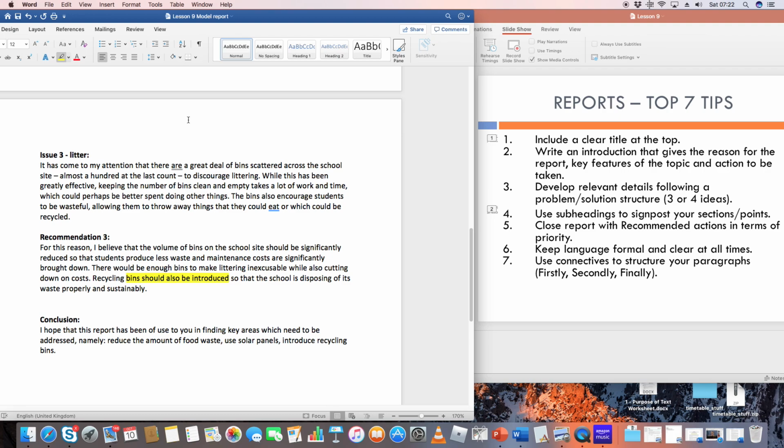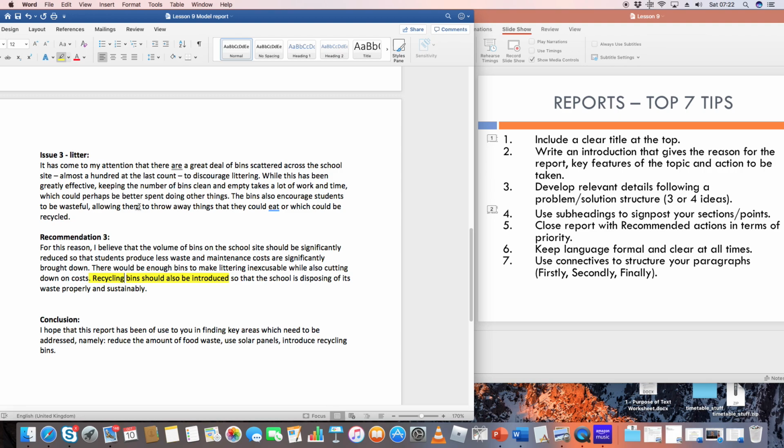The list format is called the passive form. The passive form is when you move the object of the sentence into the subject. So here, "recycling bins should also be introduced." Not a normal, active sentence, say, "the school should introduce recycling bins." Passive language is used in reports because it focuses on the action that needs to be taken. So if you can maybe try and get into the habit of using the passive form, it will help make your writing more formal for reports. It wouldn't be appropriate in all circumstances, but in a report certainly it is effective.